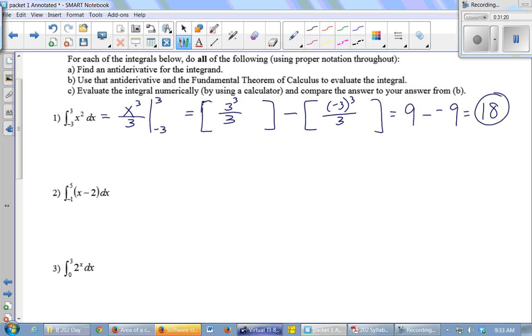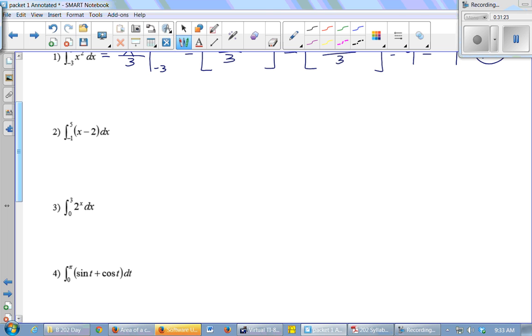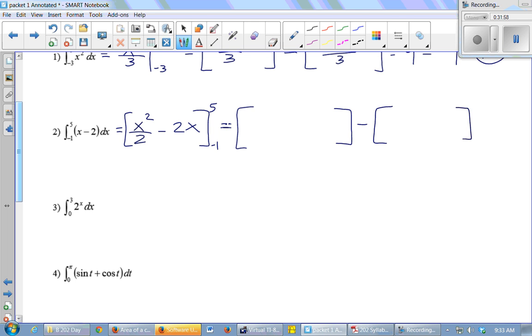All right, so let's look at the next one, x minus 2. What's a function whose derivative is x minus 2? Yeah, x squared over 2 minus 2x is my antiderivative, and I'm going to evaluate that from -1 to 5. So that means I have to plug in a 5, and I have to plug in a -1, and I have to subtract the 2.